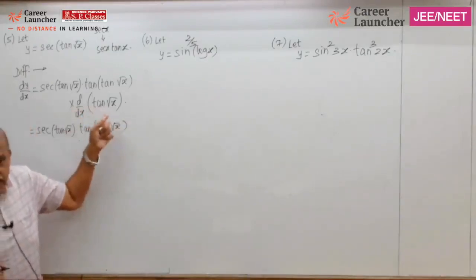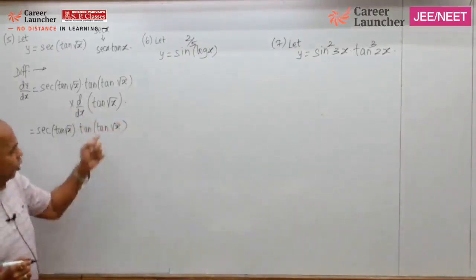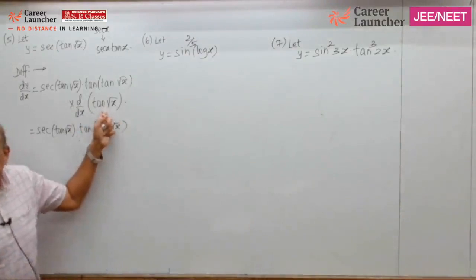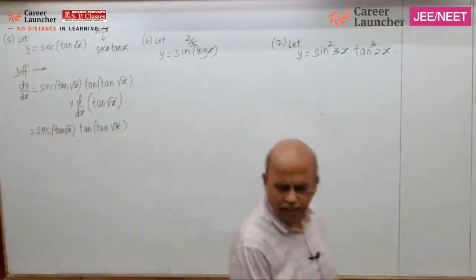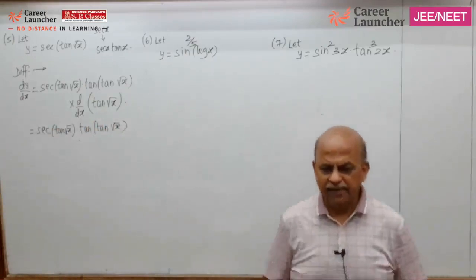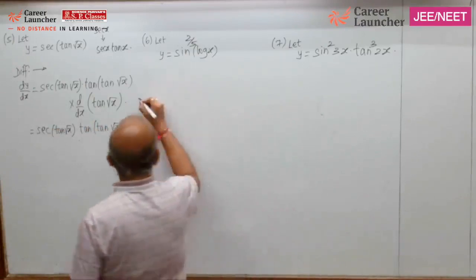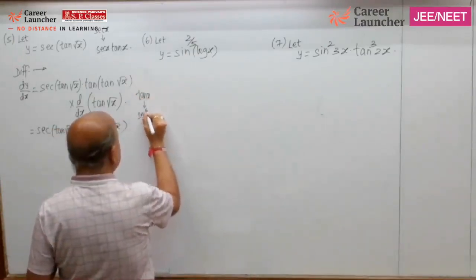Once again, this is a chain rule. See, we don't have a direct formula for tan of root x. Who will tell me, for tan of root x, which is the standard formula? Tan x. Arey, it is tan x, isn't it? What is the derivative of tan x? The derivative of tan x is sec square x. So I'll write here: tan x derivative is sec square x.